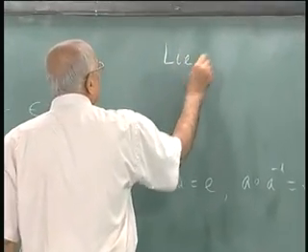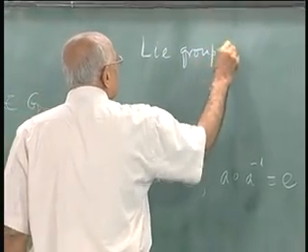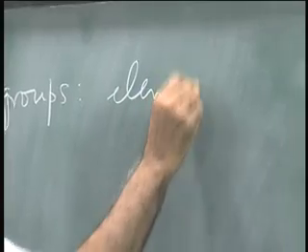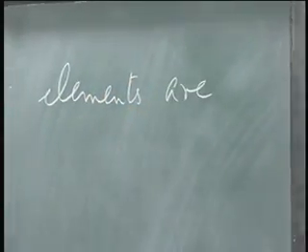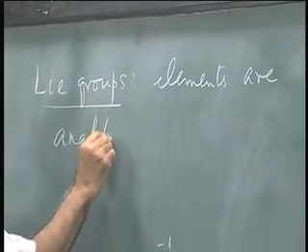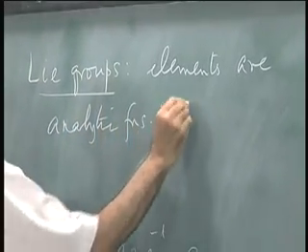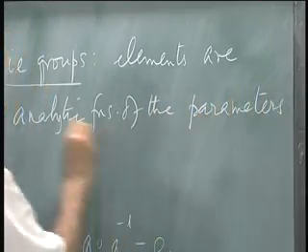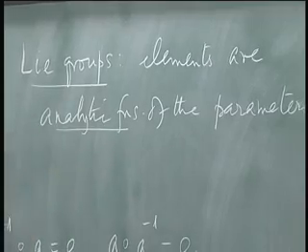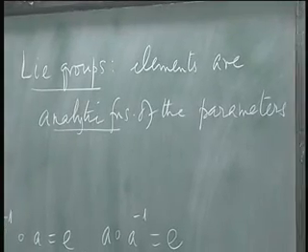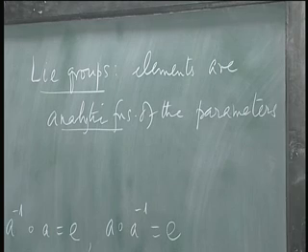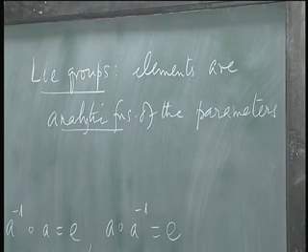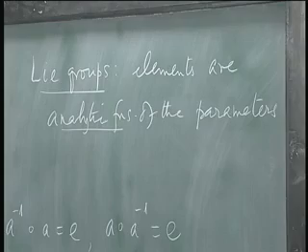So the elements are analytic functions of the parameters. This is important, because this immediately means that in addition to continuity, in addition to connectedness and so on, I have imposed some further conditions. I have actually said these are analytic functions, so I can differentiate them, I can ask for infinitesimals and so on. So calculus can be done using this set of elements.